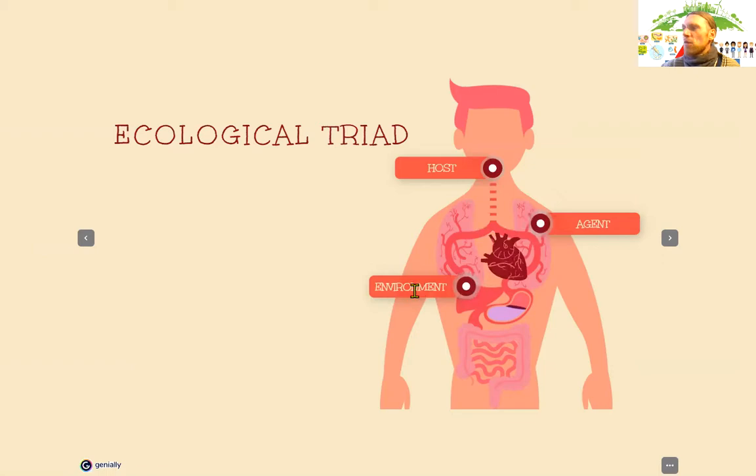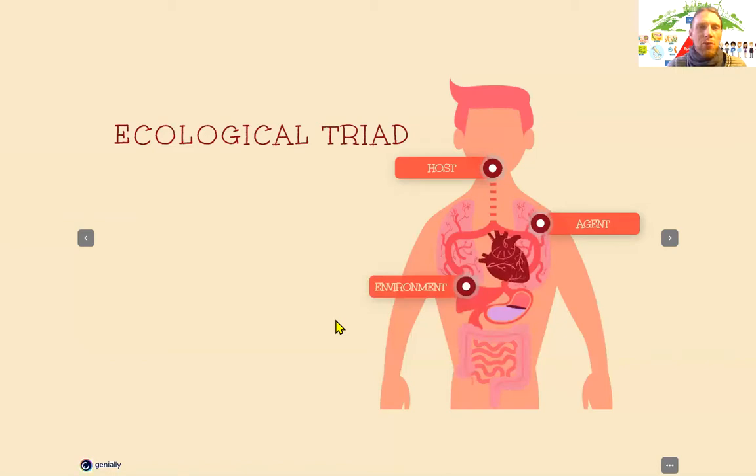And the environment, what do we mean with the environment? So it has to do with host and agent. The conditions of the surrounding host? Yeah, very good. It's the conditions of the host and the environment where the agent and the host is.